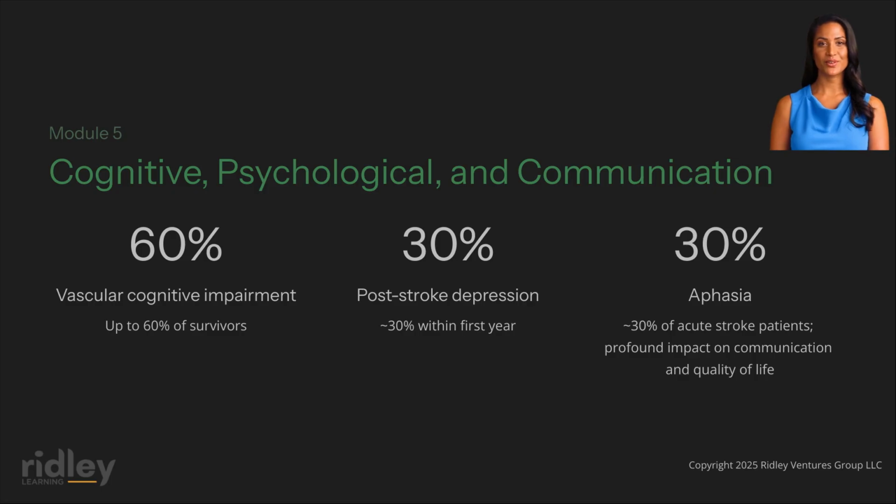Vascular cognitive impairment affects up to 60% of stroke survivors, with deficits spanning attention, memory, executive function, and processing speed domains that interfere with learning, problem-solving, and independent daily functioning. Post-stroke depression affects approximately one-third of stroke survivors and is associated with poorer rehabilitation outcomes, increased mortality, and reduced quality of life for both patients and caregivers alike.